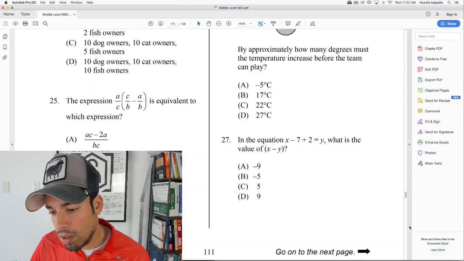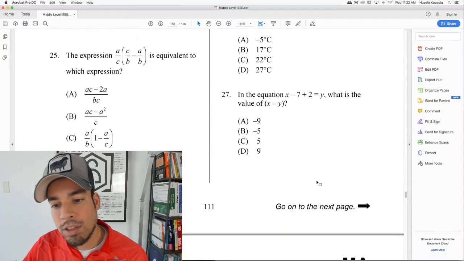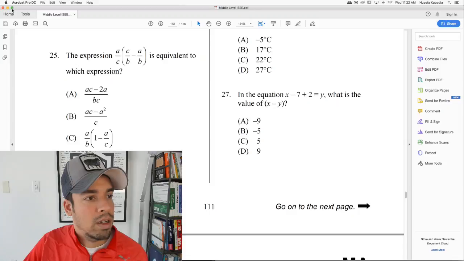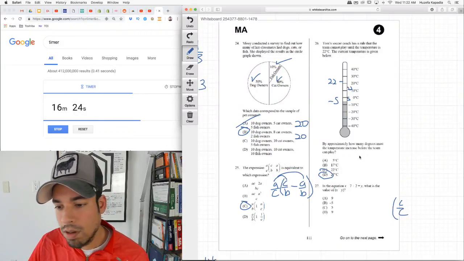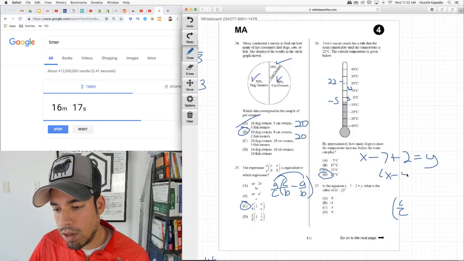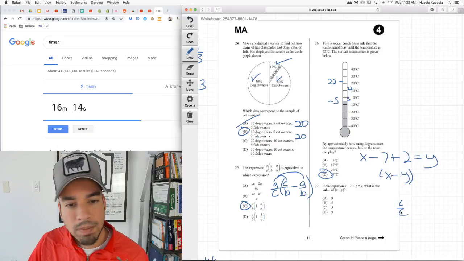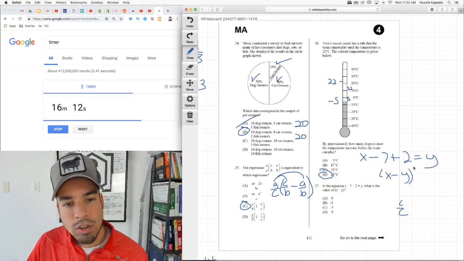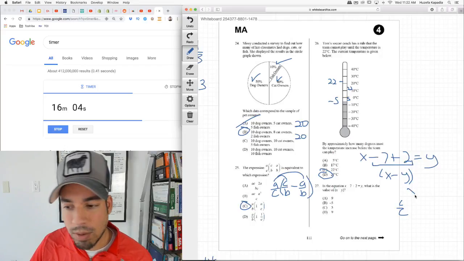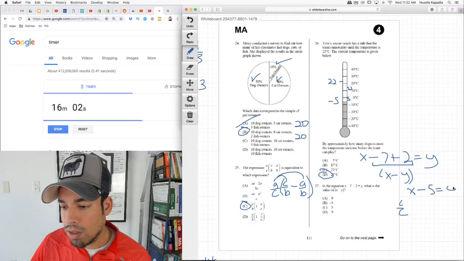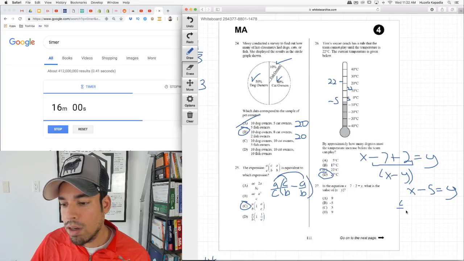Next, the equation. Equation: x minus 7 plus 2 equals y. What is the value of x minus y? That's what it said. Okay, so let's solve it. First of all, I'm going to combine these like terms, right? This is not a 7. This is a -7. What's -7 plus 2? It's -5.